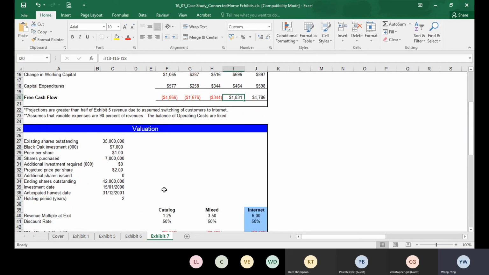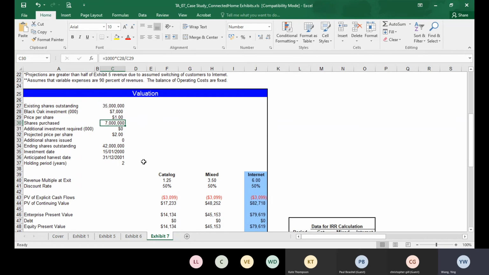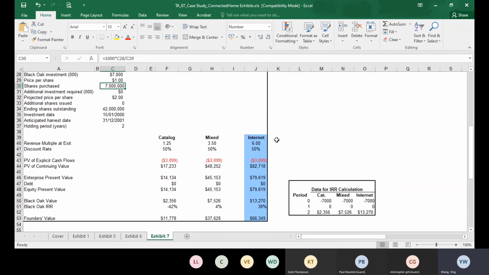So what they do now is, if we do internet only, we simplify the running of the business, and we don't need the second round of investment. It will be simplified: 7 million investment by Black Oak. They don't need to seek external finance in this case. The share price is still $1, and 7 million investment for the shareholding they invest. What they consider is still the same 3-point multiplier. They calculate NPV and continuing value.